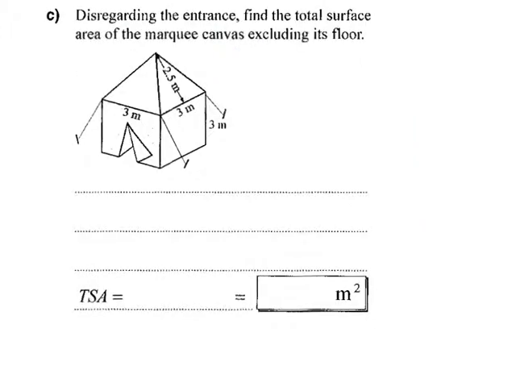For problem C, disregarding the entrance, find the total surface area of the marquee canvas excluding its floor, so do not find the floor when you're calculating problem C.